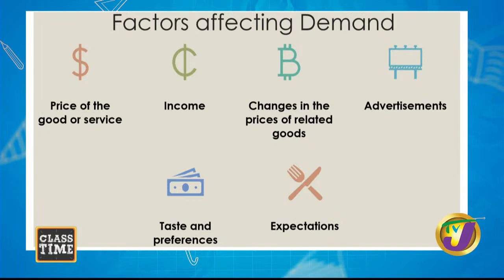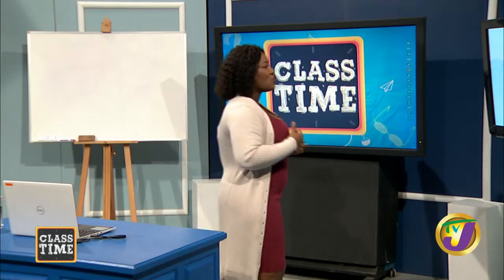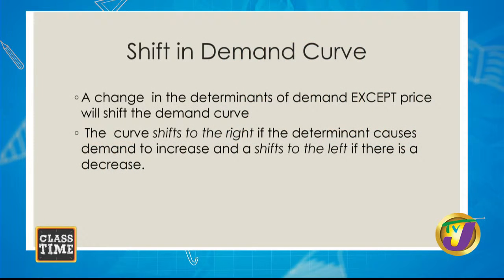So let's look at another. Let's look at something called a shift in demand. Now, a shift in demand, students, is a change in the determinants of demand except price. This will shift the demand curve. The curve shifts to the right if the determinants cause demand to increase, and shifts to the left if it causes the demand to decrease.